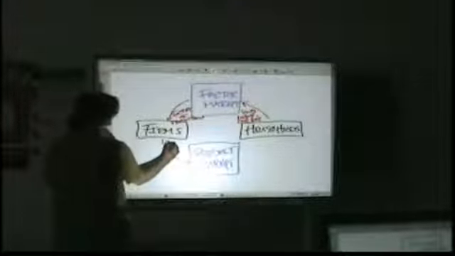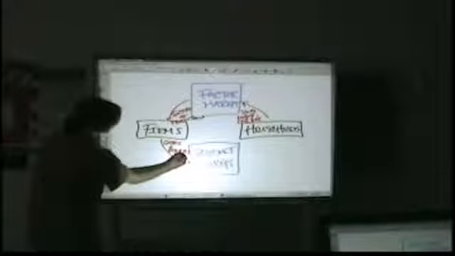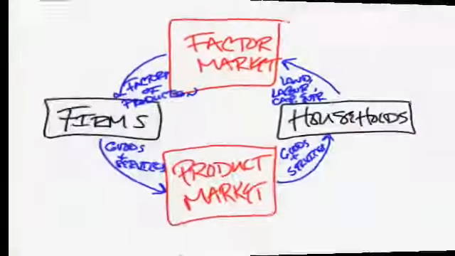Now, the firms are going to take those resources and turn them into finished goods. So what are the firms selling in the product market? Goods and services. Okay? And that's what the households are going to take from the product market. Okay, now that's half the picture.